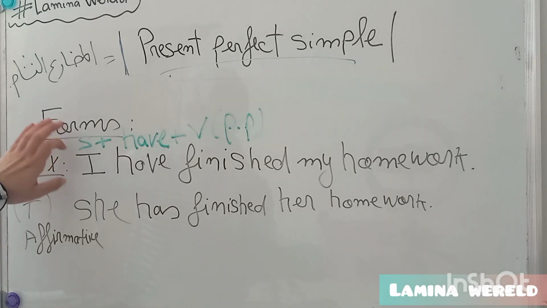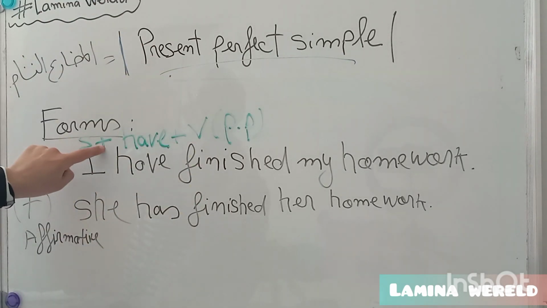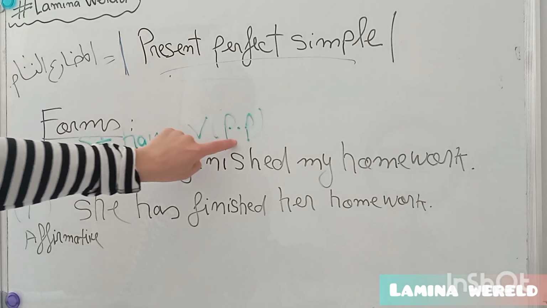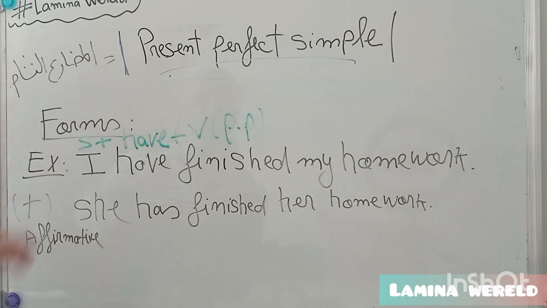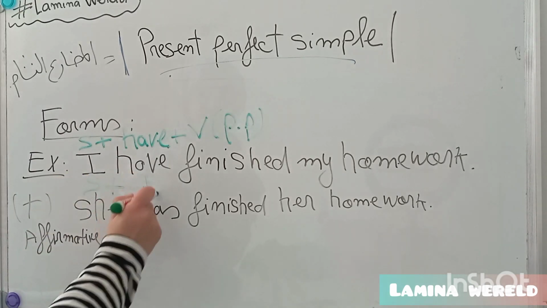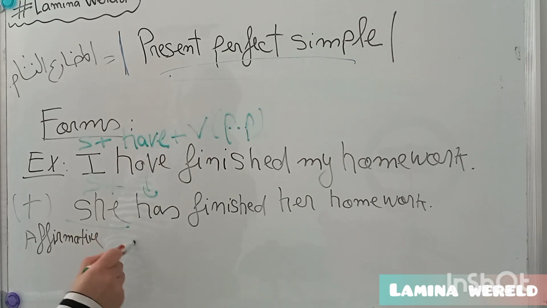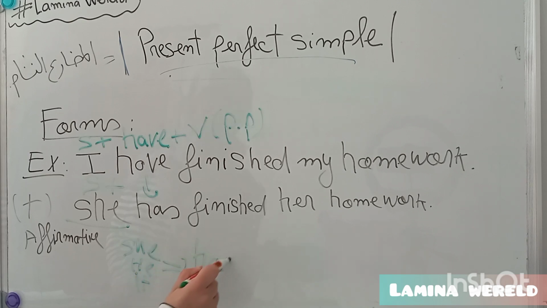So this is the structure. This is the affirmative form of the present perfect simple: subject plus have plus verb in the past participle. Now let's see the same thing. There is subject, she, but there is no have. Have becomes has. Why? Because we have third person singular. So we use has with she, he, and it. So it's followed by has.